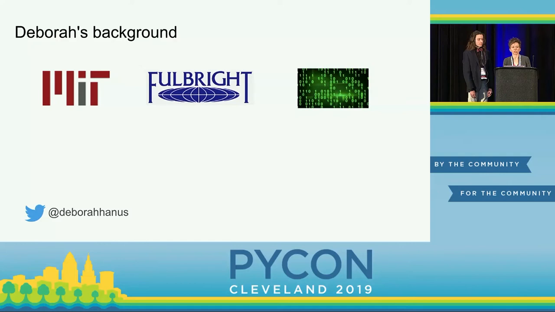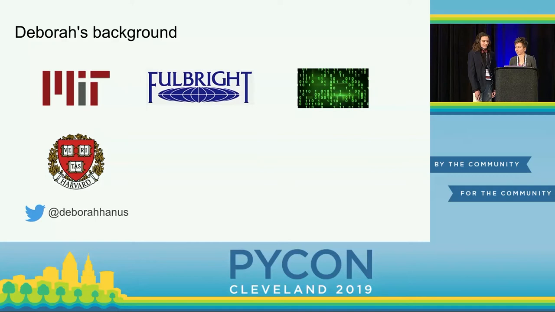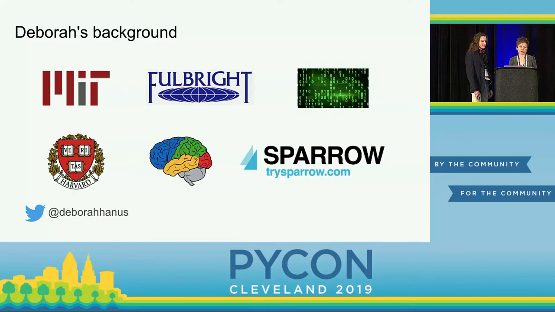Just kidding. I had an amazing time at Harvard and got to work on a lot of really cool machine learning projects and meet a lot of awesome people like Sebastian. And while I was there, I also did some projects with Google Brain. And then I started a software company called Sparrow, which provides software that makes it simple for companies to provide their employees with extended leave, like family leave and medical leave.